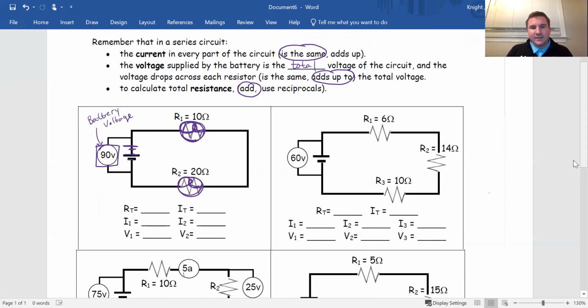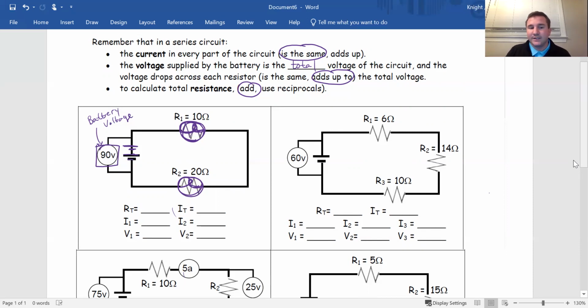And then in each of these cases, it's asking us for, in the first one, it asks us for 6 things. It wants to know the total resistance. It wants to know the total current. It wants to know the current through resistor 1. So I1 means what's the current up here. I2, what's the current down here. And what's the voltage used by resistor 1 and what's the voltage used by resistor 2. So we want to find out a couple things.